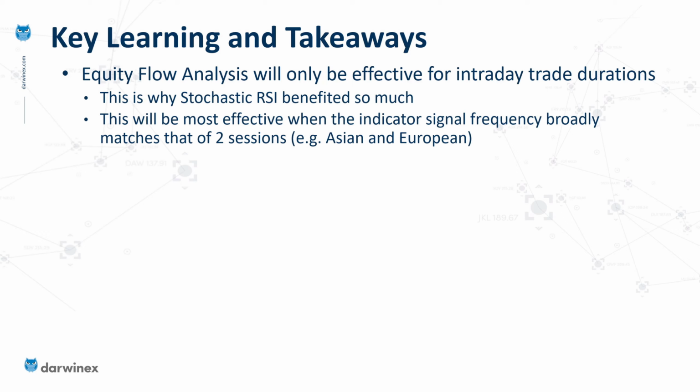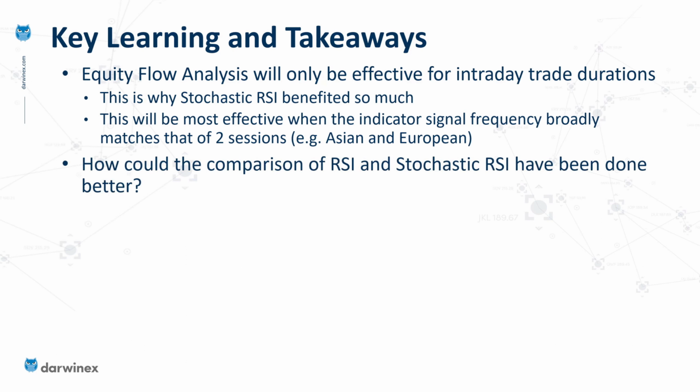And when that's the case, it means we can take maximum advantage of those mean reversion characteristics that we see when one session turns into another. And again, the stochastic RSI was able to take good advantage of that. So, in hindsight, how could the comparison of the standard RSI and the stochastic RSI have been done better?